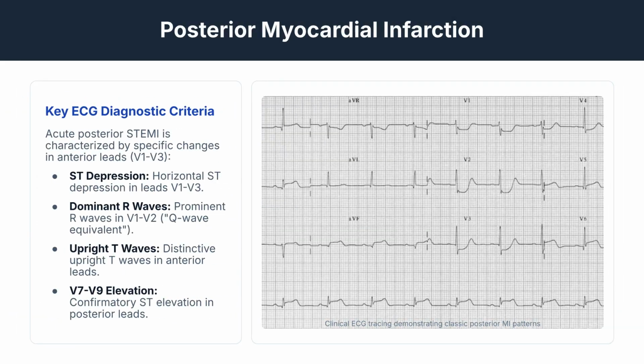Posterior MI often presents with ST depression and prominent R waves in anterior leads, V1 to V3. Key criteria for posterior myocardial infarction include horizontal ST depression, dominant R waves, and upright T waves in V1 to V3. Confirmatory ST elevation is seen in posterior leads, V7 to V9.